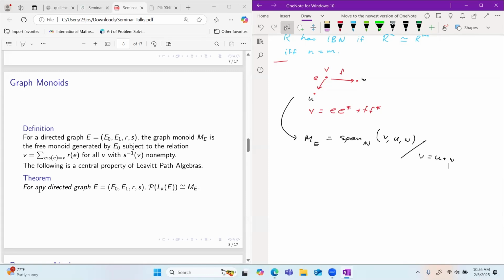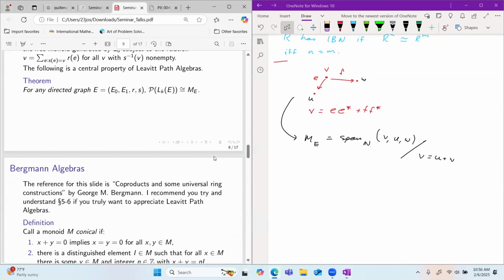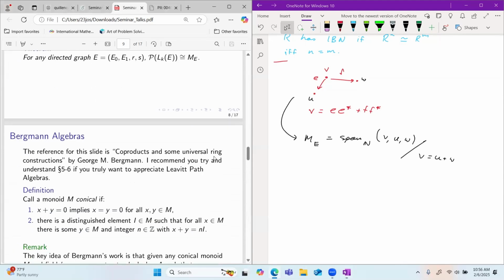And the property here is that the monoid of projective modules is isomorphic to this graph monoid. It's a fairly involved proof. I think the easiest way to do it is via the technology introduced by George Bergman in the 60s. You can read this paper if you want to really appreciate this. It's a difficult paper, but sections 5 and 6, when you read them a few times over, give you some of the most beautiful algebra you've ever seen in regards to projective modules.